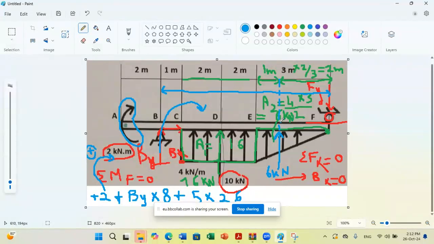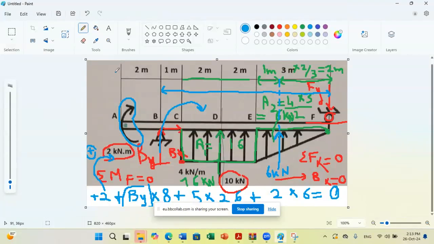And finally, for my triangular load, the distance is 2 meters from F, so plus 2 times 6 equals 0. The only unknown in this equation is By, so I can solve for the value of By. Doing our calculation, we find that By is 18 kilonewton.